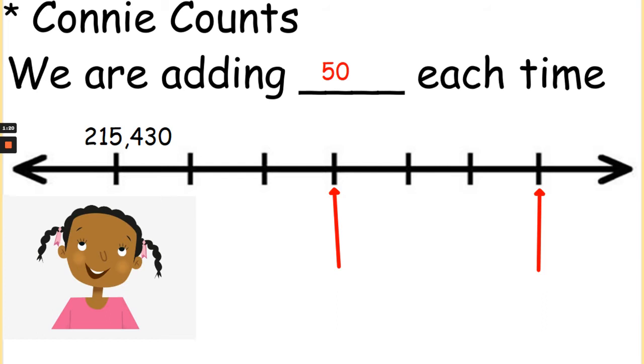Okay, looking at Connie counts again, this time we are adding 50 each time. So our starting number is 215,430 and you need to add 50 each time. Again, I want to know the answers where the two red arrows are pointing. Pause the video now to write your answers.